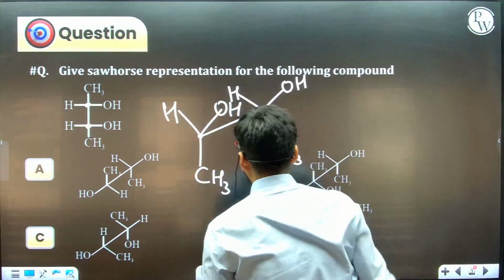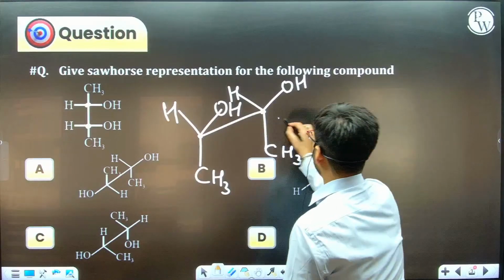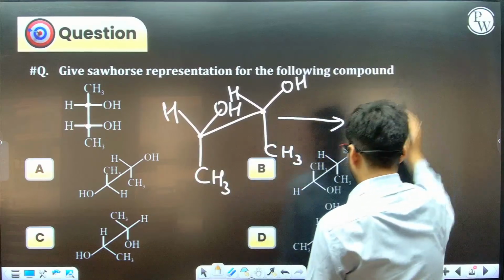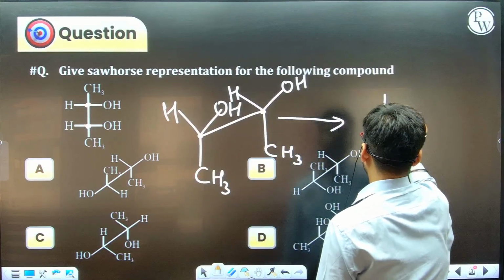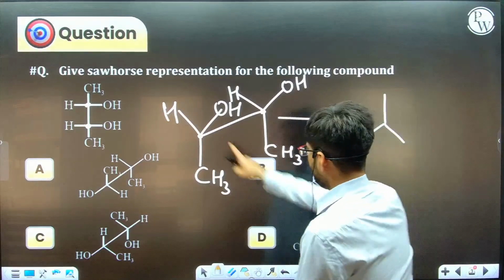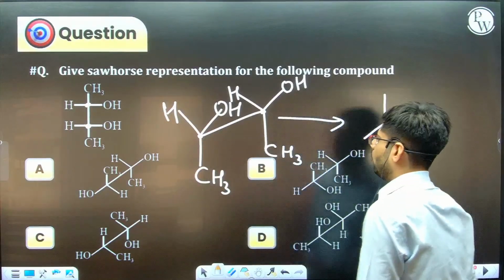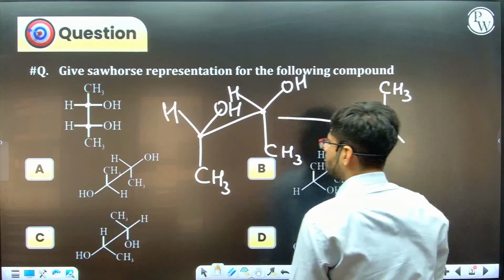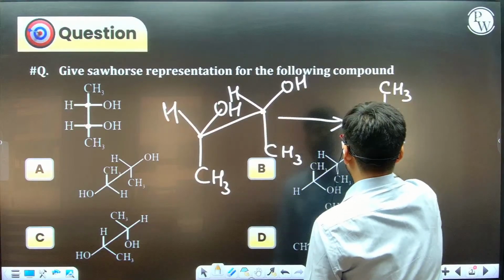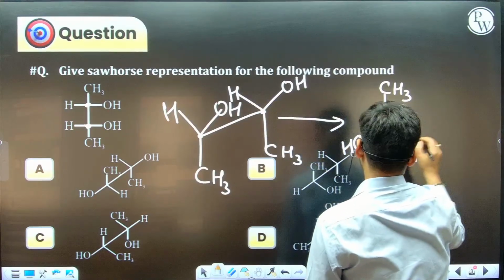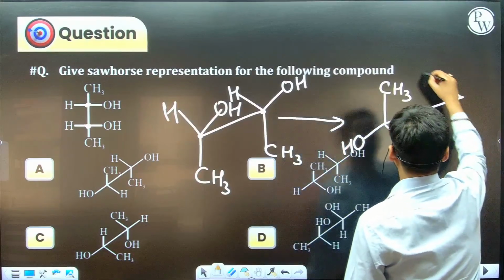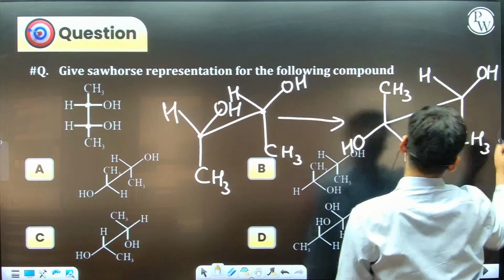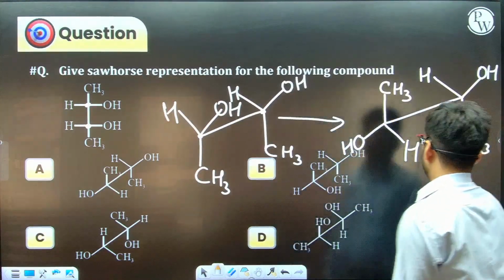This is eclipsed. If we convert this to staggered, then what will we get? Let's perform rotation around this. Okay. So then we'll have this, right? After rotation around this carbon, what will I get? I'll get this. OH appears here. H comes here. Okay. So this is the staggered conformer.